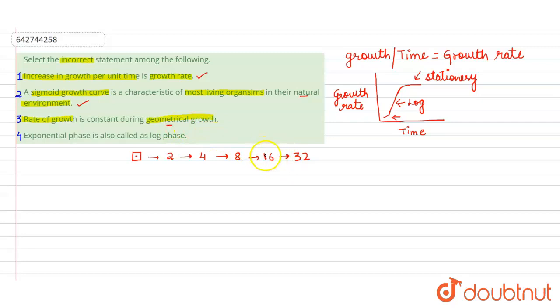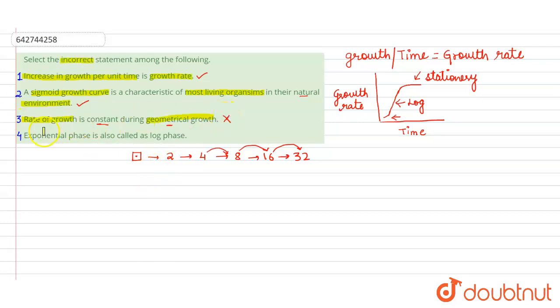So if we see, the growth rate is increasing. Initially there were 4 cells formed in this time period, while there were 8 cells formed in this time period. Then there were 16 cells formed. So the rate of growth is not constant throughout the geometrical growth. Initially it is less and it goes on increasing, right? So this is the wrong statement.